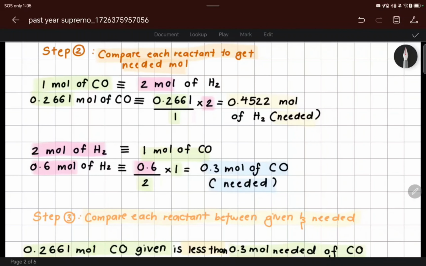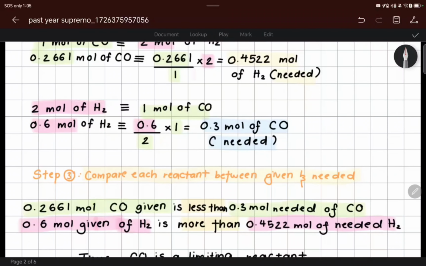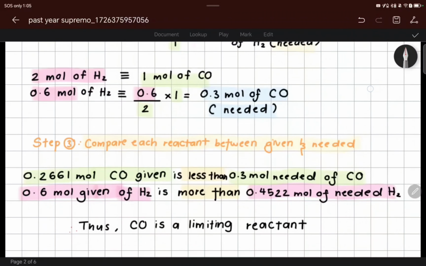for me I would do for both needed mole for each reactant. So 2 mole of hydrogen reacts with 1 mole of CO. 2 mole of hydrogen, which is 0.6 mole, divide by itself, by hydrogen, which is 2, and then times with 1, and we'll get 0.3 mole of CO needed.